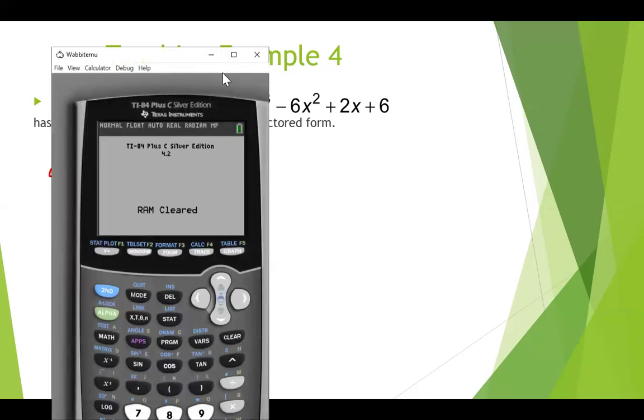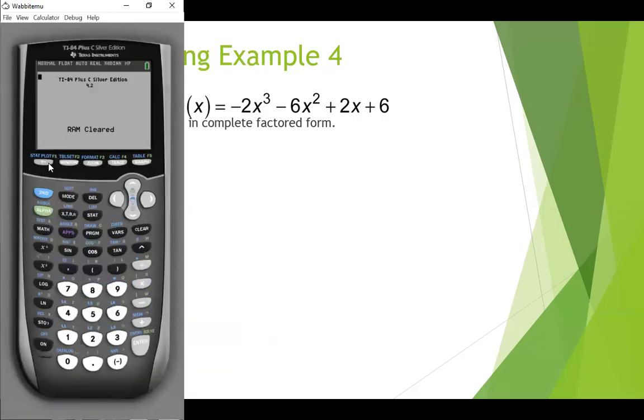So I'm going to go to the handy dandy calculator. Hey, Sylvie. So I go to y equals. I'm putting in negative 2x to the third minus 6x squared plus 2x plus 6. I'm going to hit graph. I'm going to let Sylvie think a little bit. Here she goes.